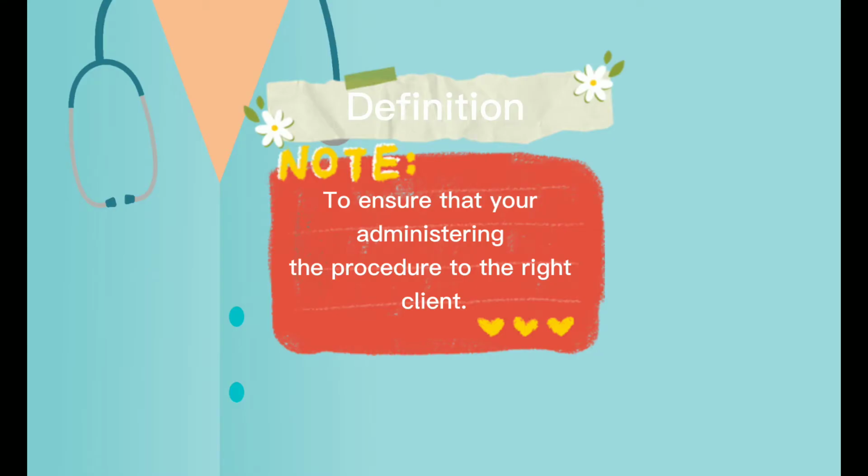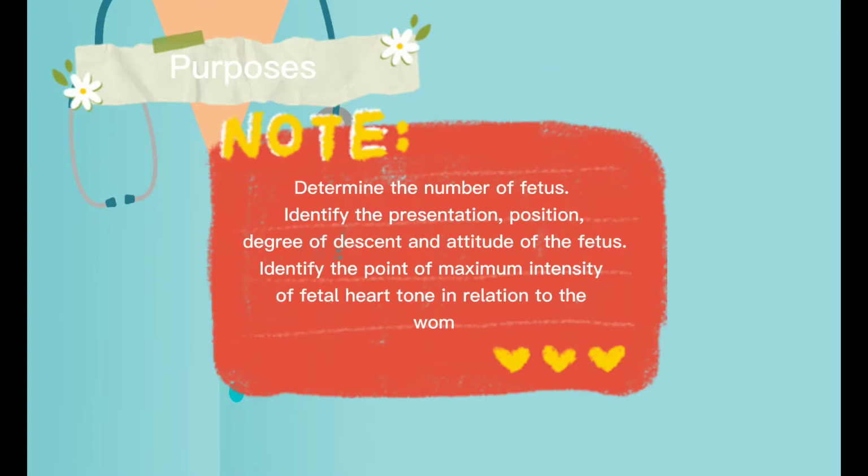Definition: to ensure that you are administering the procedure to the right client. Purposes: determine the number of fetus, identify the presentation, position, degree of descent, and attitude of the fetus, identify the point of maximum intensity of fetal heart tone in relation to the woman's abdomen. Check the client's chart. Read the doctor's order for the said procedure, condition of the client, and restriction.